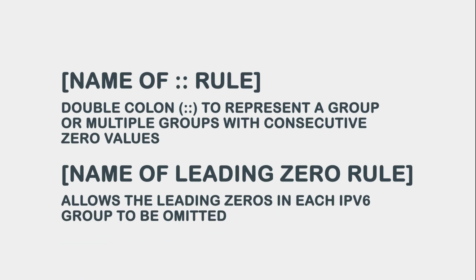The second rule allows the leading zeros in each IPv6 group to be omitted. For example, a group consisting of 0001 could be reduced to 1. Unlike the first rule, this second rule allows us to simplify individual groups like 0001. Let's apply this second rule to our already simplified addresses and see how they become even more simplified.